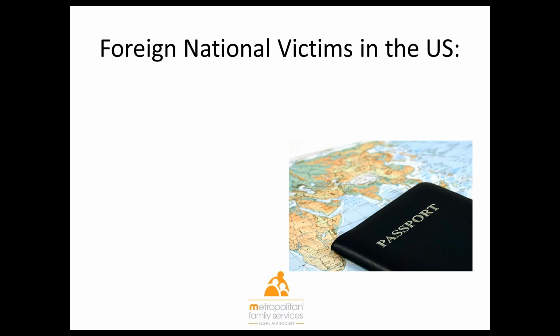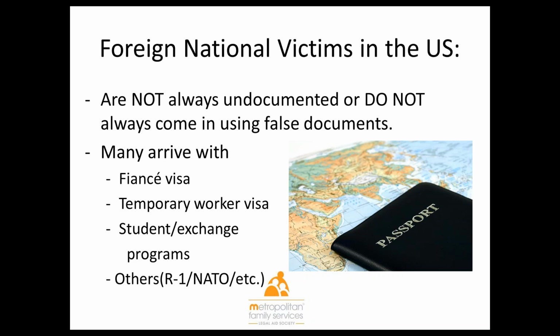That said, however, trafficking victims who are foreign nationals are not always undocumented or do not always come in using false documents. Many enter the U.S. with valid visas and end up in situations of slavery. There have been trafficking victims who came to the U.S. on a K-1 or fiancé visa, on temporary worker visas such as the H-1B, the H-2A, or H-2B visas, on student or exchange program visas such as the J-1 or F-1 visa, and others such as religious worker visas, international organization worker staff visas, and the like.